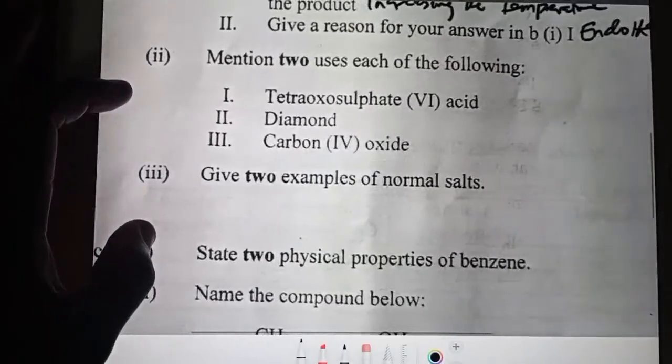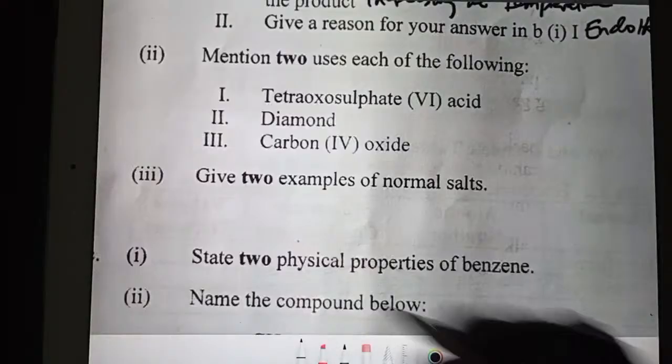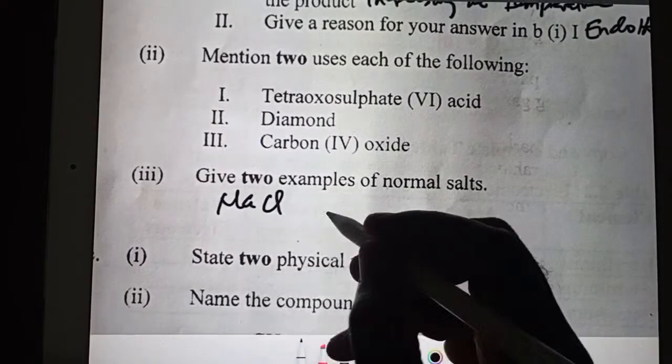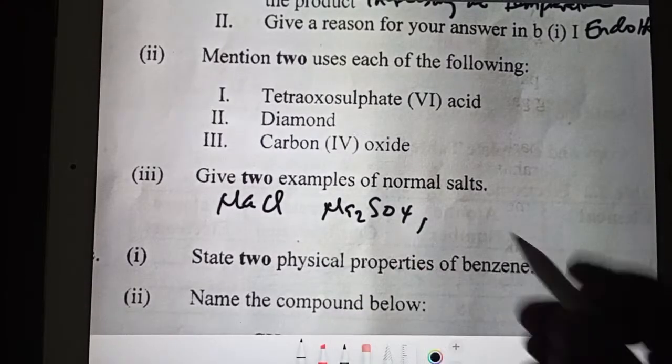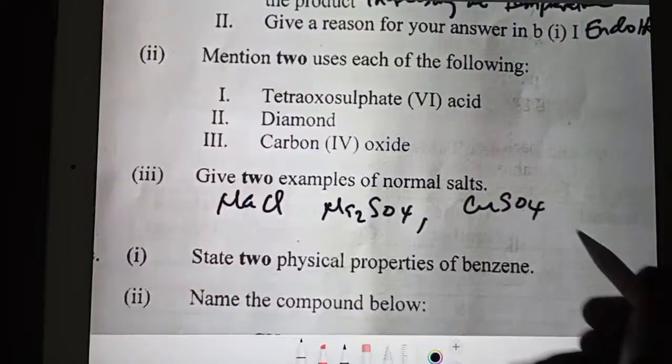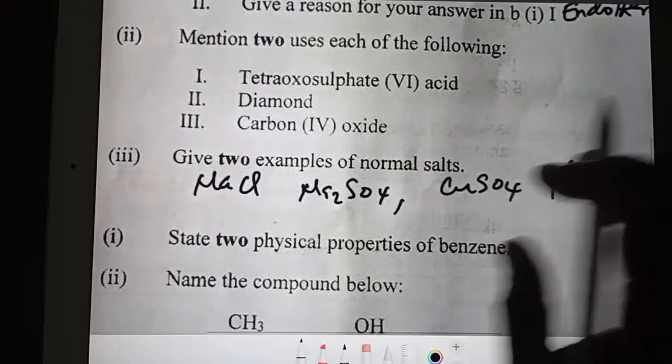They now say give 2 examples of normal salts. That's so simple. Sodium chloride, sodium tetraoxosulfate 6, and so on and so forth. Copper 2 sulfate, they are all normal salts. Even lead 2 sulfide is a normal salt. Even though it's a sulfide, it's a normal salt.